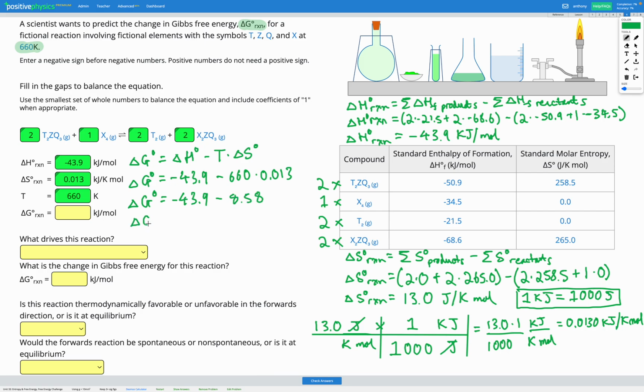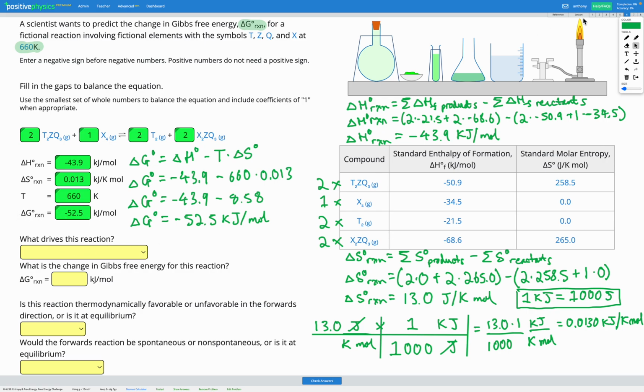So finally, if we put that all into our calculator, we're going to get a delta G naught of negative 52.5 kilojoules per mole. So we can fill that in here. Awesome. So we found our delta G naught of reaction.